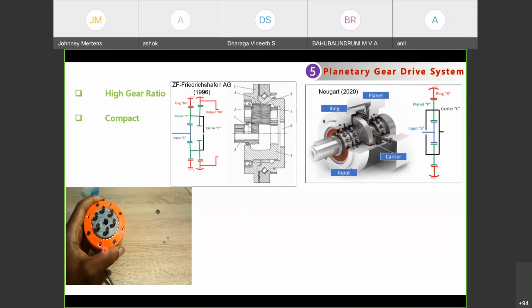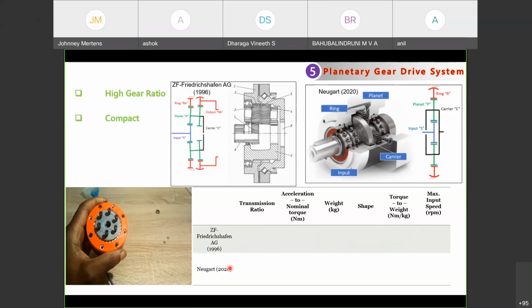And this servo motor will be connected to the previous link, and this is the gearbox system, and this is the output shaft. This output shaft will be connected to the next link. Okay, so this is a typical prototype model of this planetary gear drive system, which will be used in robotics systems.